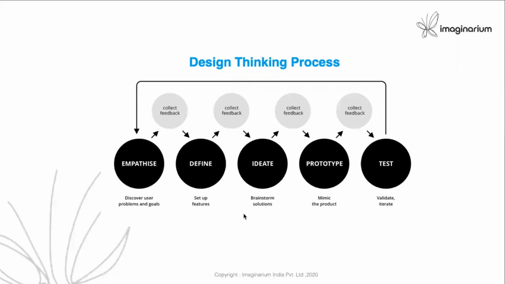So when we say prototype here, it need not always be a physical object. Even paper prototypes are possible. Every time you see, collect feedback is there. You empathize, check it. So every time you are going to check it, under empathize you have the user. You are going to look at the user, observe, understand their problem. Empathize is getting into one's shoes.